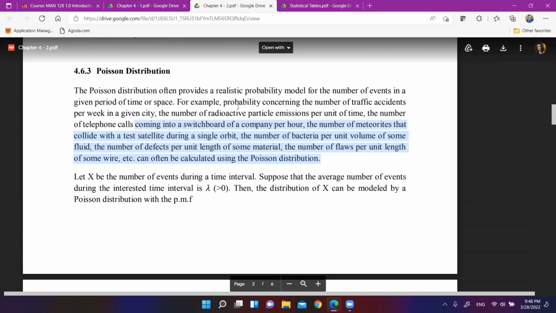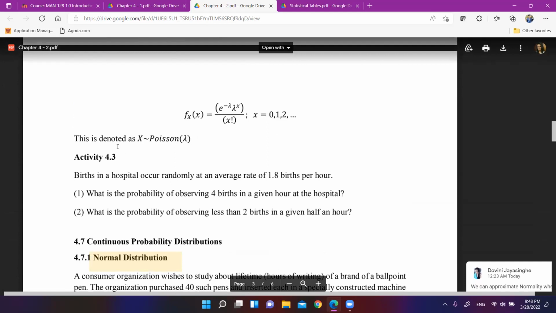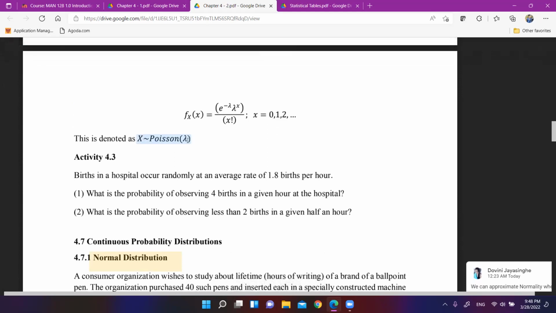So if you can decide that this is going to be a Poisson trial, a Poisson experiment, you can use this one, right? So it is denoted as X tilde Poisson lambda. Lambda is the rate parameter.